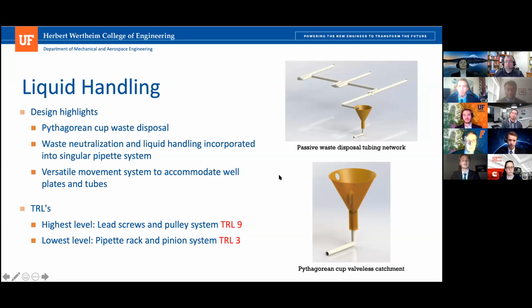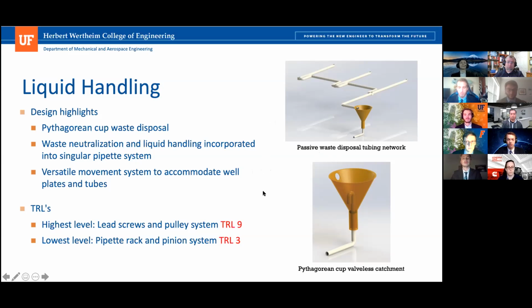The waste neutralization and liquid handling are incorporated into the singular pipette system because we use the same pipette liquid handling to transfer cell culture media and to also neutralize the waste. So it's all in one, which removes some complexity there as well. And we have versatile movement, mostly in the Z direction, which allows us to reach the height of conical tubes and different varying depths in well plates, and also access the feedstock reservoir.